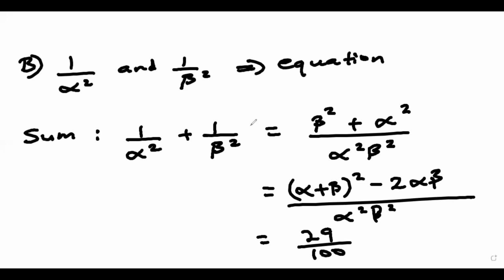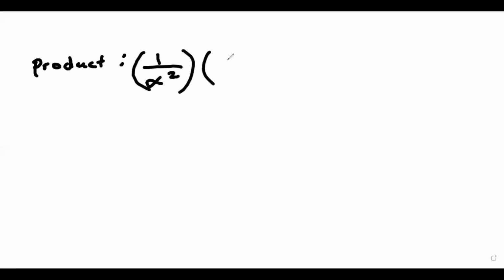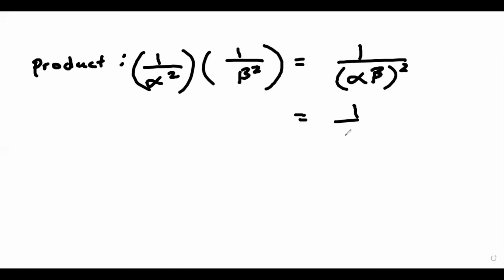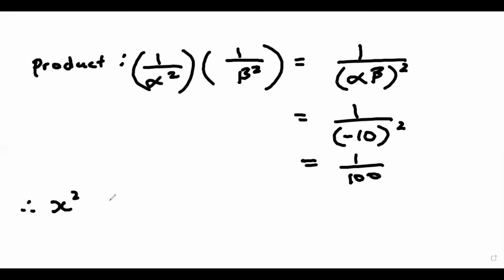Now we have to find the product of the roots. So the product would be 1 over alpha squared times 1 over beta squared. And that's going to be 1 over alpha beta all squared. Is 1 over minus 10, and we're squaring that. So your answer is 1 over 100. So that means your final equation is x squared minus the sum of the roots, which is 29 over 100 x, plus the product of the roots, which is 1 over 100, and that is equal to 0.